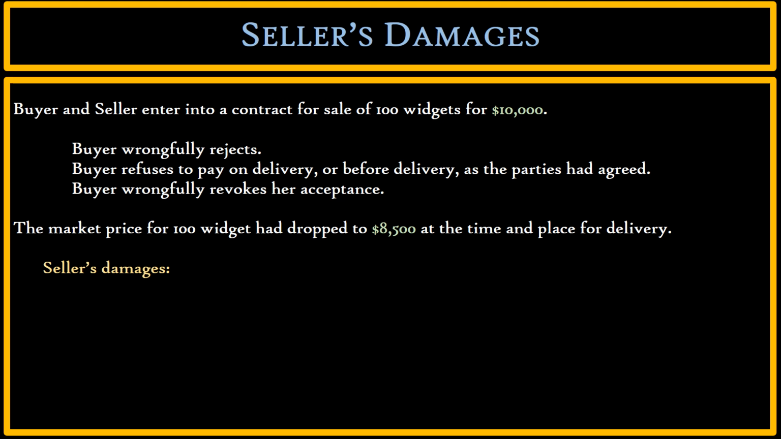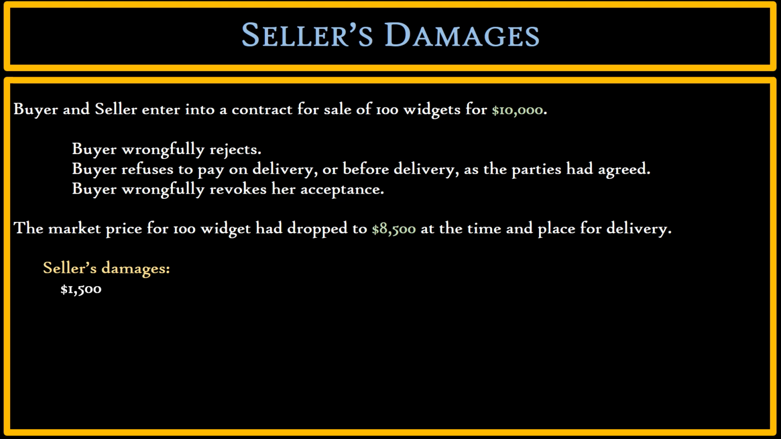If seller at this time had gone out and found a substitute buyer, we can just assume that seller would have sold the widgets to the substitute buyer for the $8,500. So those are the resale damages and the market damages, right? The $10,000 contract price minus the $8,500 resale price or the $8,500 market price. So seller's damages in this case under the UCC, in any one of these cases, would be $1,500.